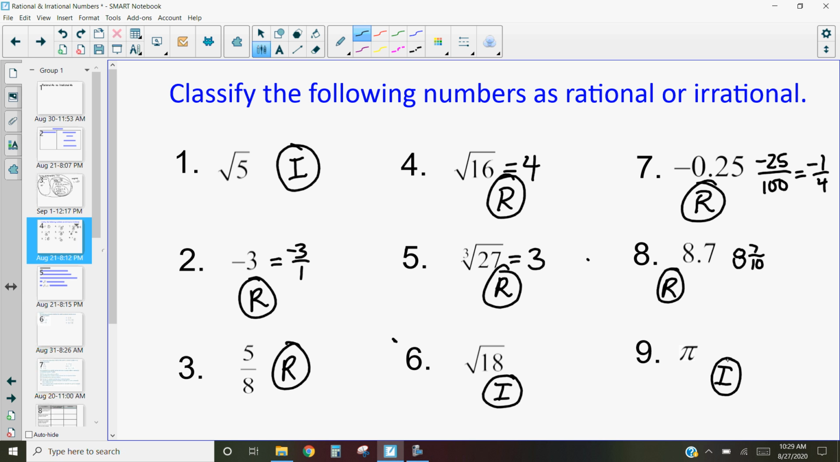So that's kind of how we would classify rational or irrational. The biggest thing that I want to ask myself is, can I write it as a fraction?